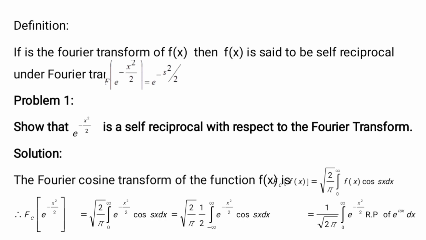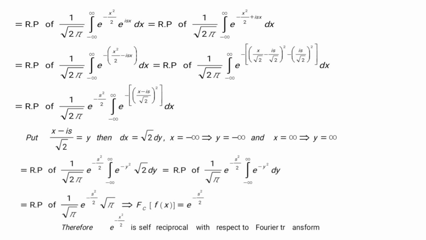Use the Fourier cosine transform of the function f of x, equal to square root of 2 by pi into the integral from 0 to infinity of f of x into cos sx dx. Now f of x equals e power minus x square by 2, into cos sx dx. Cos sx is the real part of e power isx. So the real part of 1 by square root of 2 pi, integral from minus to plus infinity of e power minus x square by 2 into e power isx dx. The base is the same, so add the powers: minus x square by 2 plus isx.